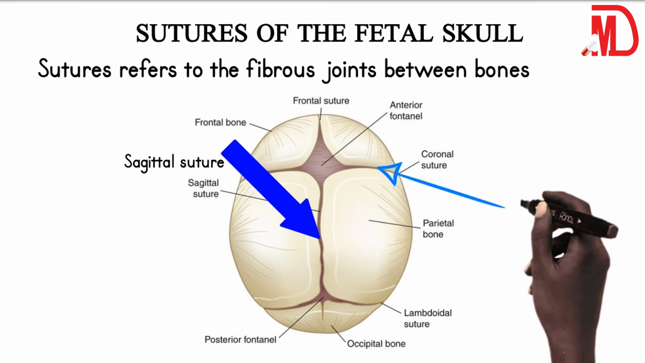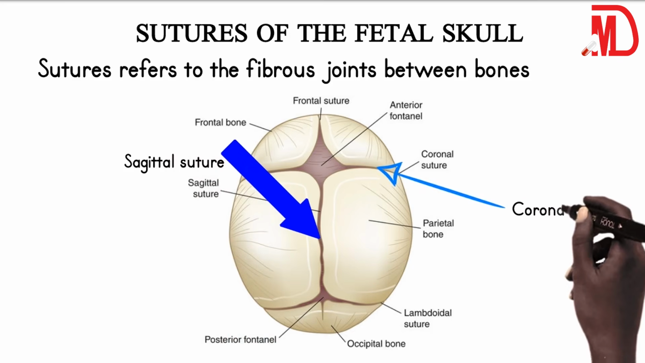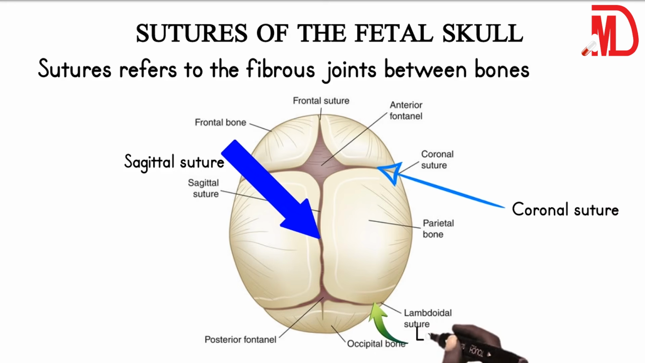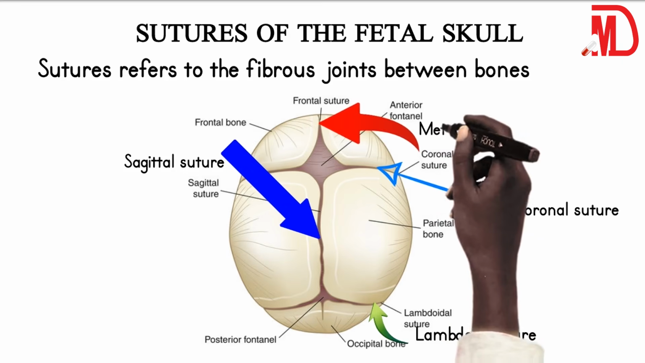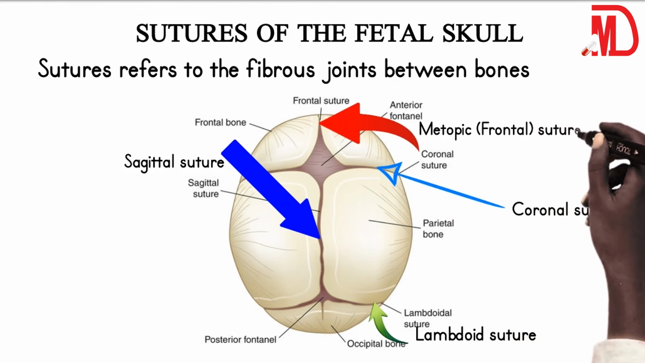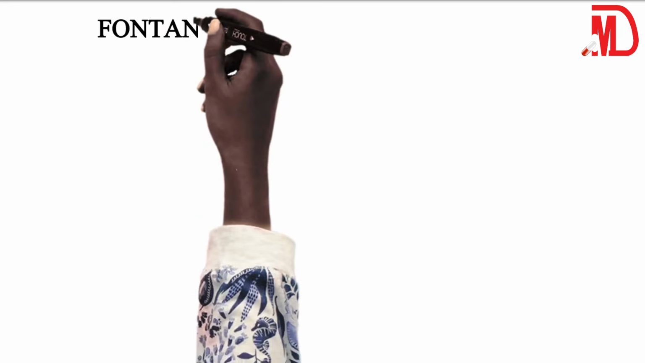2. The coronal suture. This is a suture that is found between the frontal and the parietal bones. 3. The lambdoid suture. This is found between the parietal and the occipital bones. And lastly, the metopic suture or the frontal suture. This is found between the 2 frontal bones.